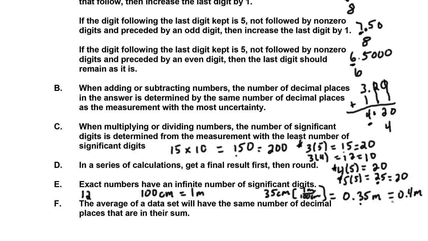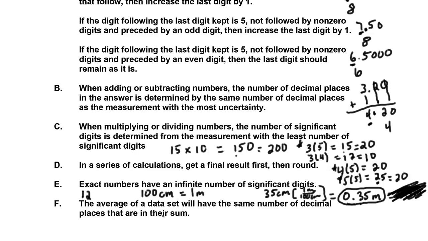But that would be wrong because you're assuming that there's only one significant digit here. But this is an exact number. Exact numbers have infinite number of significant digits. So these would have an infinite number of significant digits. This only has two significant digits. Therefore, my answer has to have two significant digits. And this would not be correct.